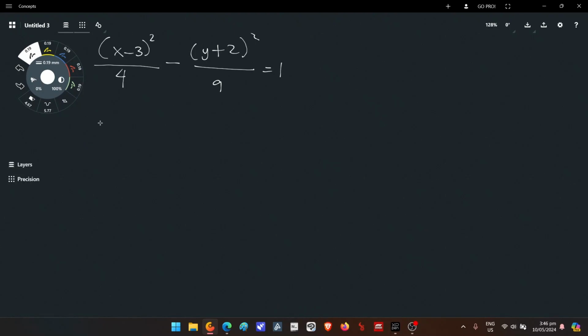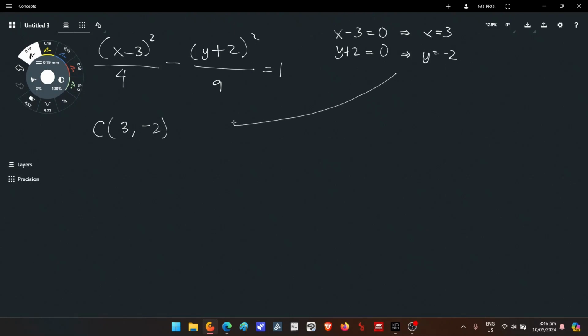So the center is at (3, negative 2). To find that, we simply take the inside parts, x minus 3 and y plus 2, and equate each to 0. Then transpose, so x equals positive 3 because we transposed it, and y is equal to negative 2. So that's why it's like that.